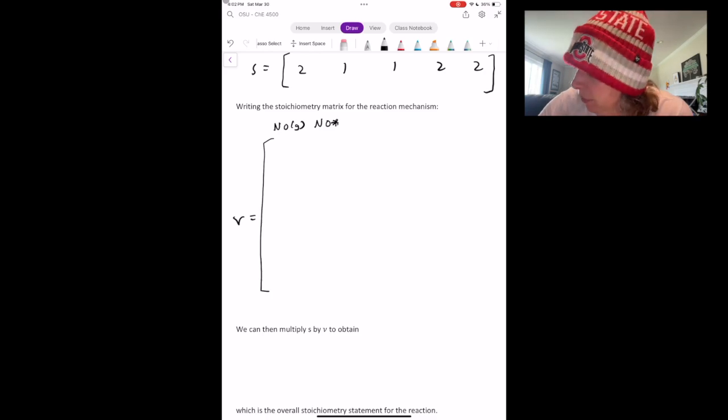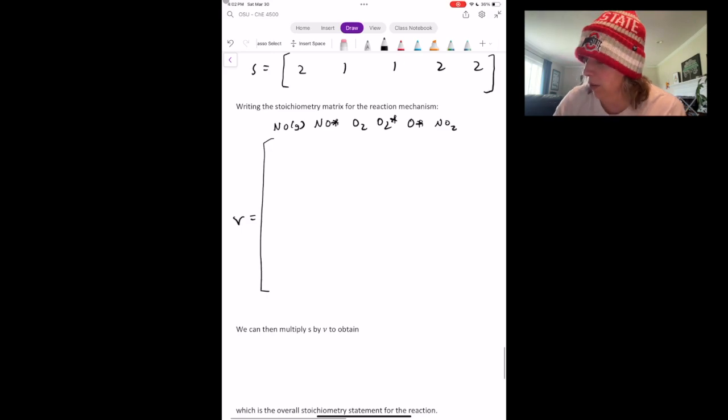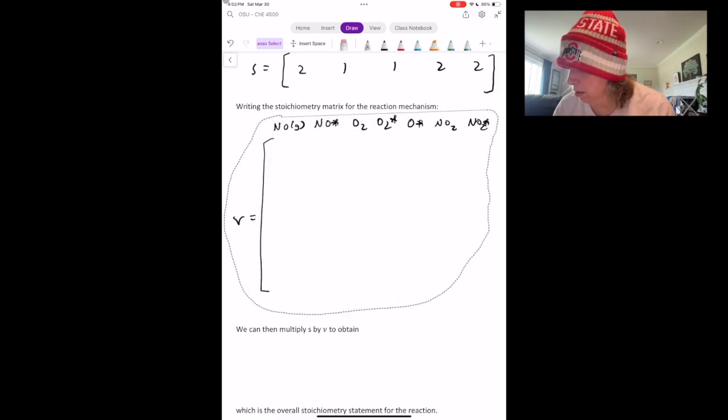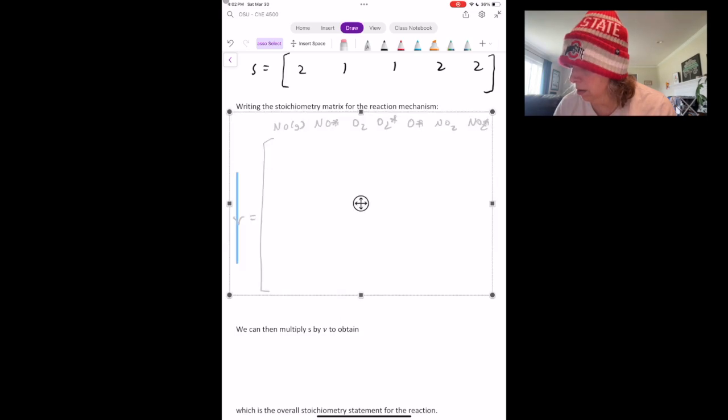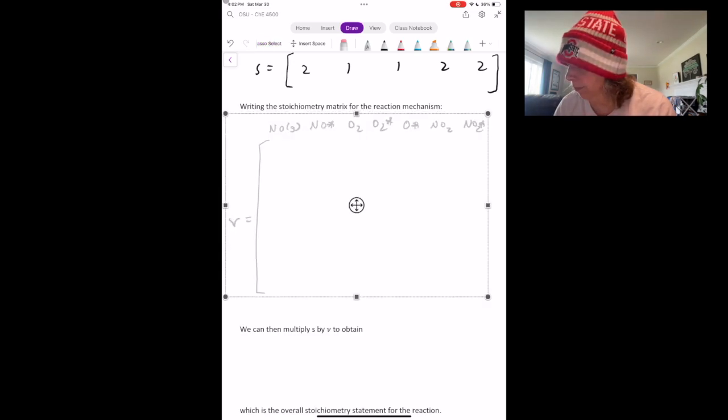But I still need to account for all of them in my stoichiometry matrix. Right now I'm defining what the order of species in my stoichiometry matrix should be. And once I define this, I'm going to stick with it. I can give myself just a little more room here.